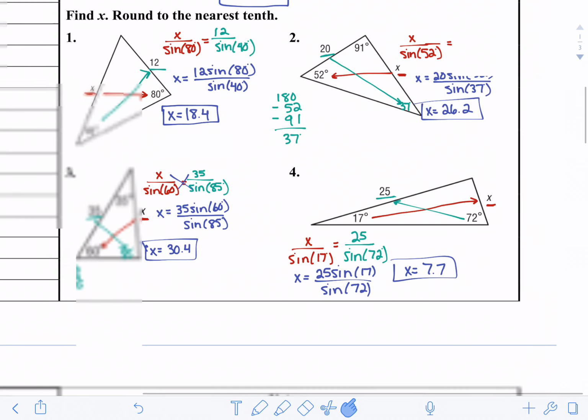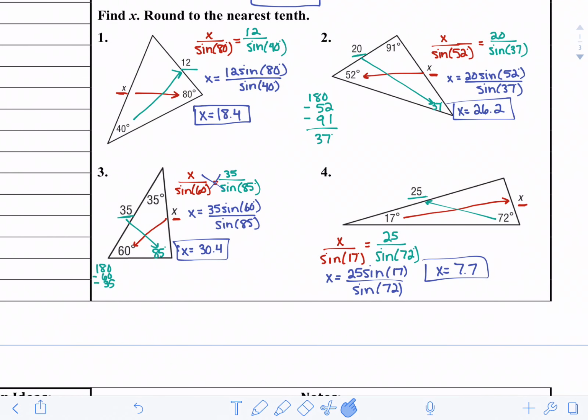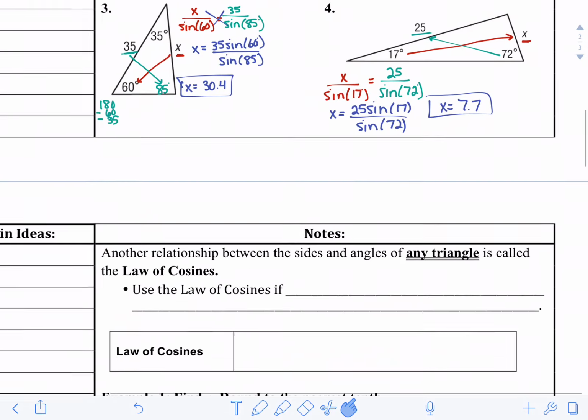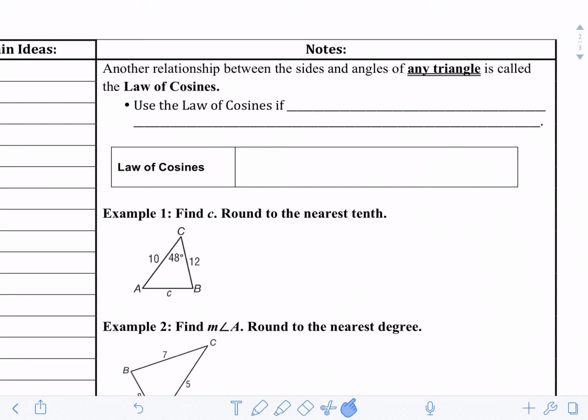And that is how you do law of sines. So it's just setting up a proportion and cross multiplying. So notice you have typically 2 angles and 2 sides to set up your proportion and figure out the missing side. For law of cosines, you use law of cosines if you have 2 sides and an included angle, or if you have all three sides.